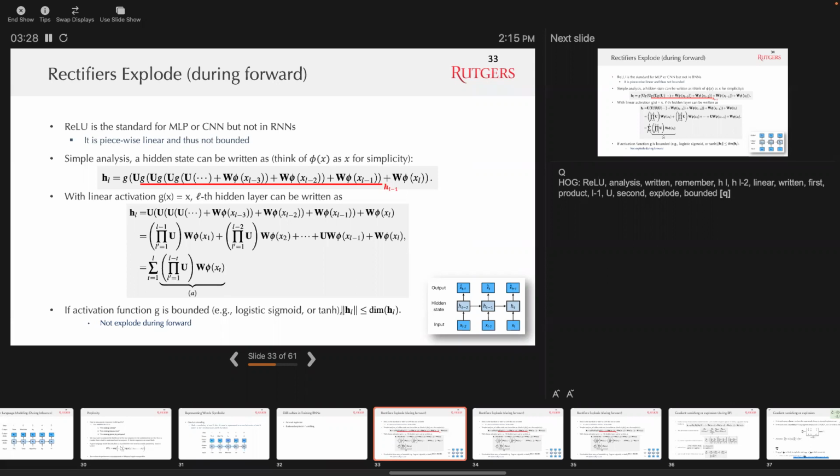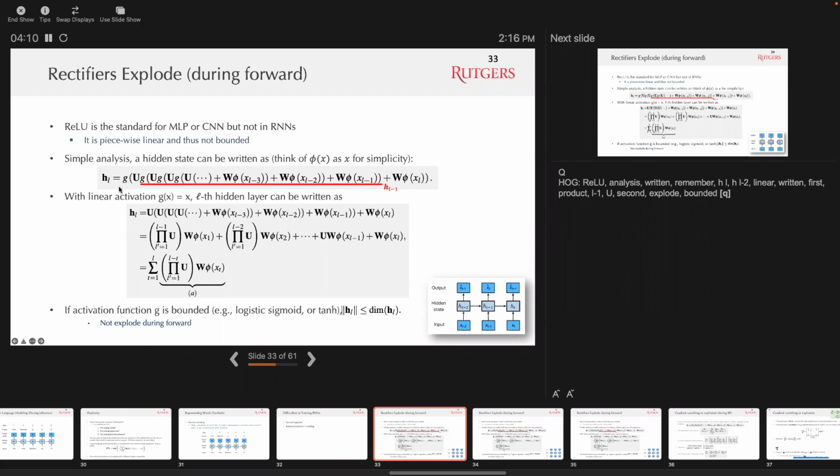Okay? So the reason is that ReLU is kind of standard for MLP and CNN, but it's not for RNN. The reason is that ReLU is unbounded, because it can get arbitrarily large. Unlike sigmoid or hyperbolic tangent, whose output is limited in some range, so you can prevent the explosion of a recurrent neural network. And to give you more details, let's do a very simple analysis.